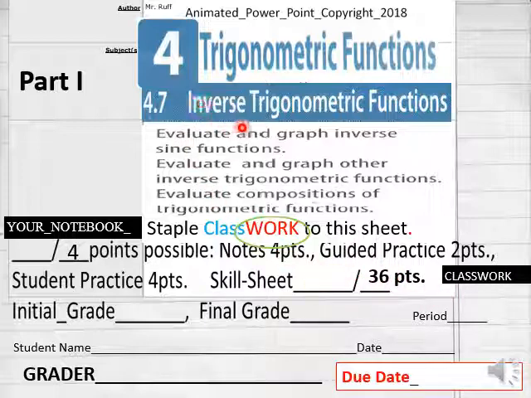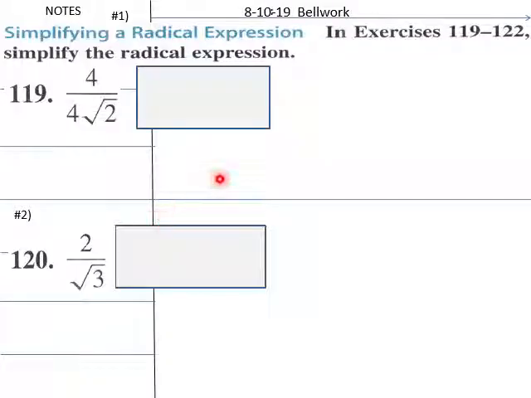Part 1, 4.7, inverse trig functions: evaluate and graph inverse sine functions. Evaluate and graph other inverse trig functions. Evaluate compositions of trig functions.